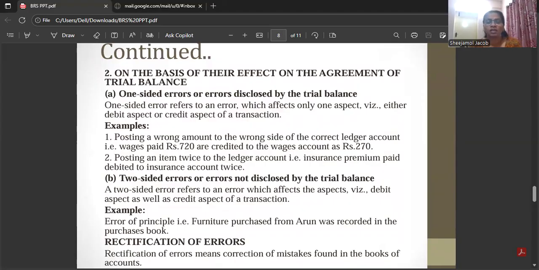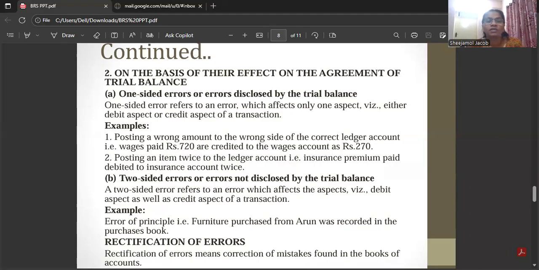The second basis is their effect on the agreement of the trial balance. The above four are journal entry or ledger account problems. The first one is one-sided errors, or errors disclosed by the trial balance. A one-sided error refers to an error which affects only one aspect, either the debit aspect or the credit aspect of a transaction. Posting a wrong amount to the wrong side of the correct ledger account, for example wages paid as 720 credited to the wages account as 270, is a one-sided error.